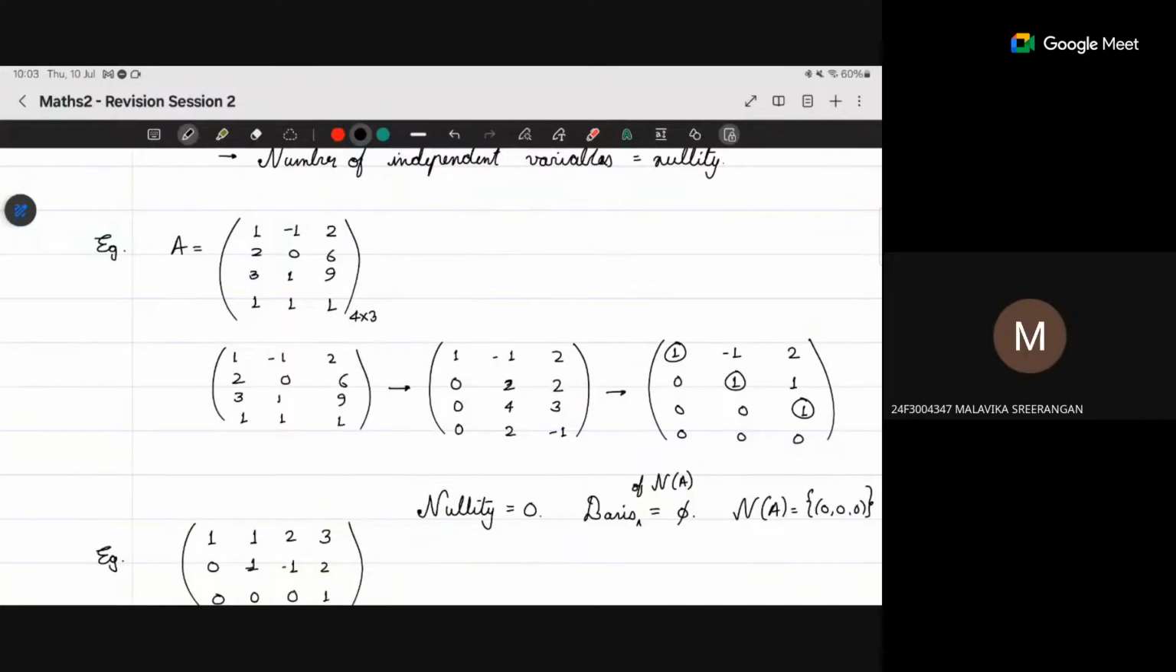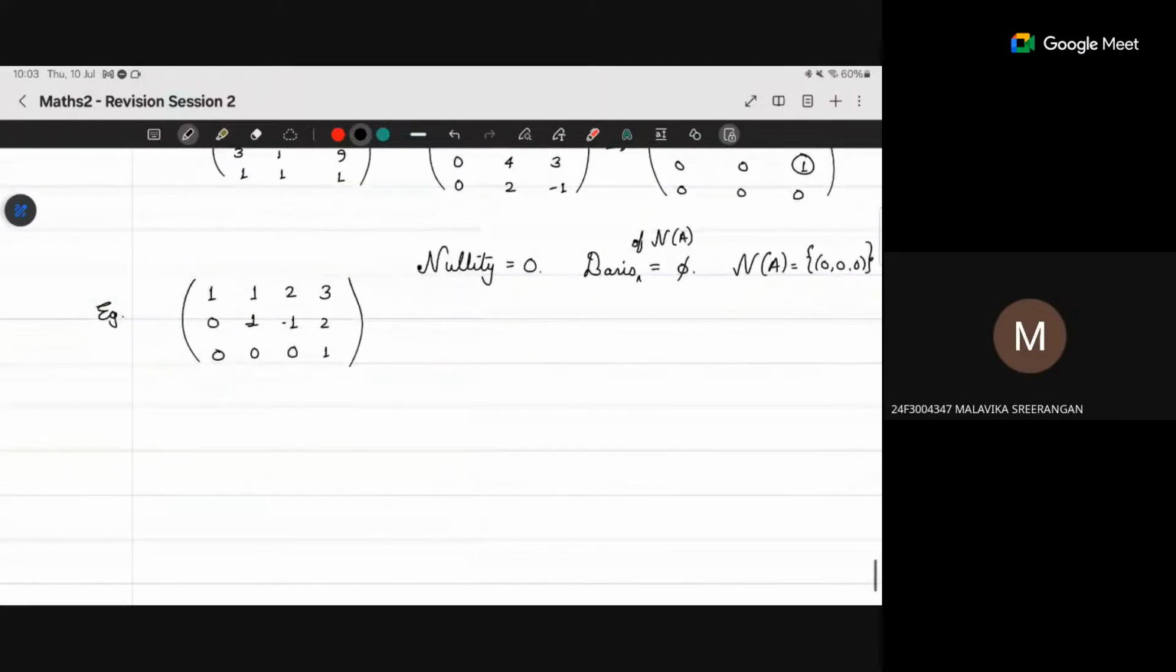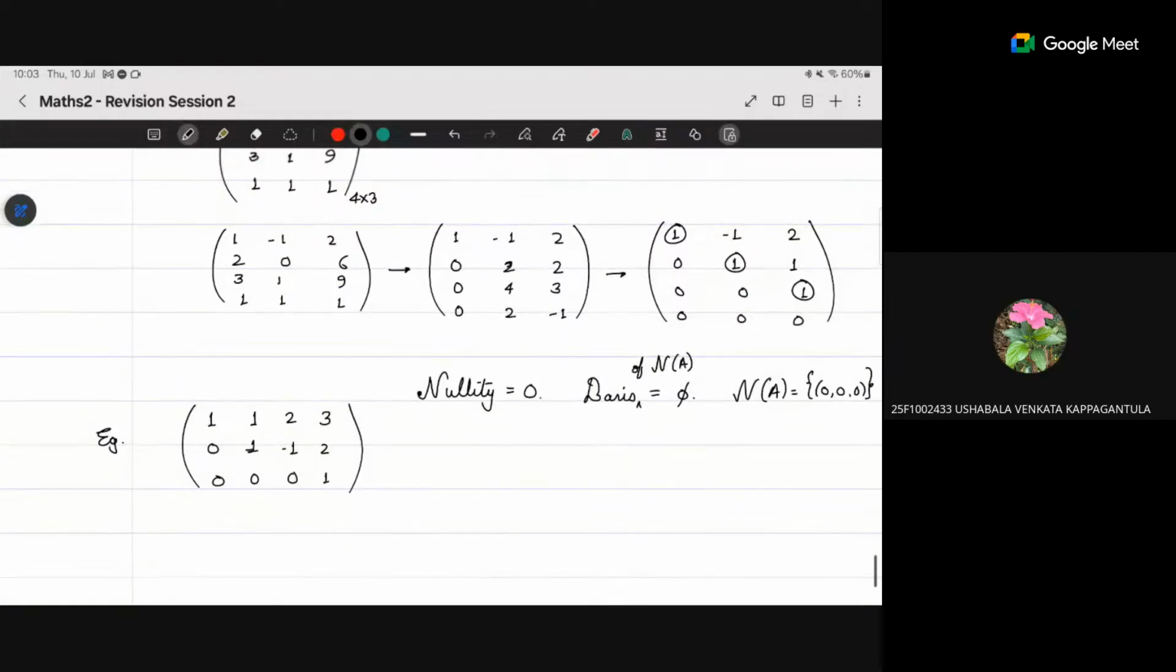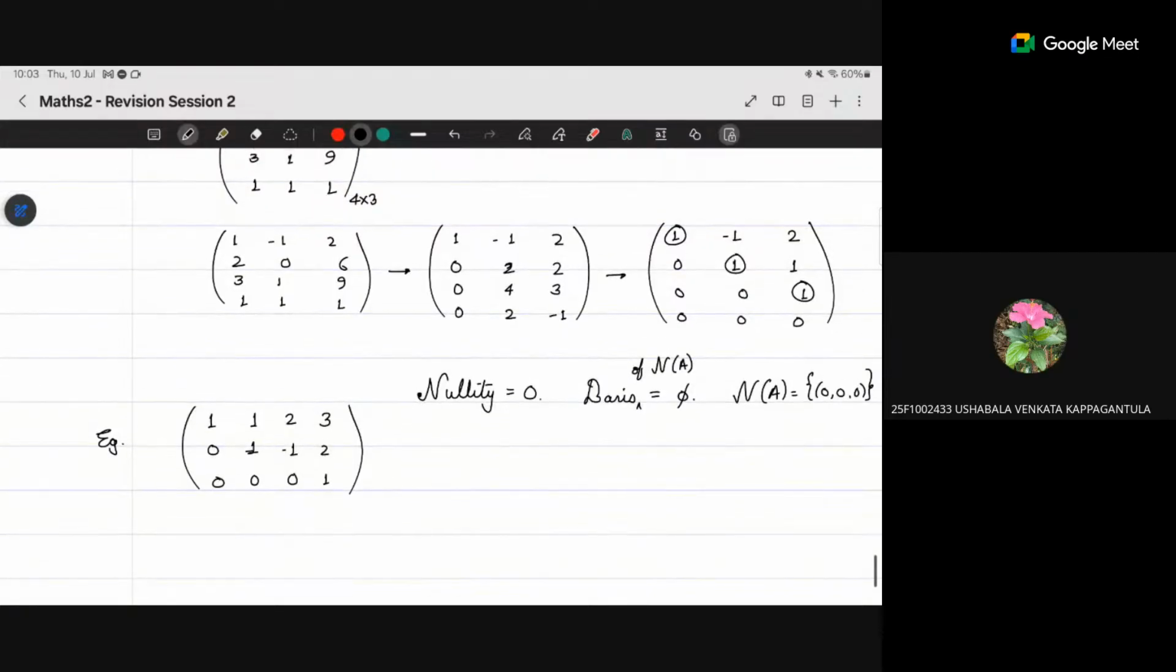Okay, so if nullity is 0, the basis is the empty set. In all such cases, nullity will be 0. I mean, if m is not equal to n, then either we'll get a trivial solution, or we'll get all linearly dependent.